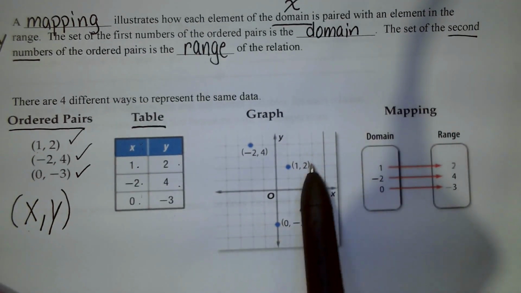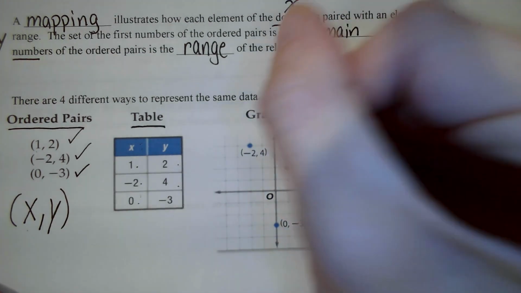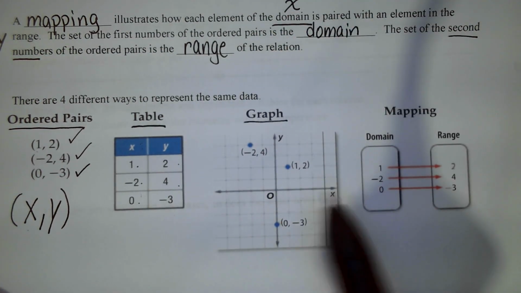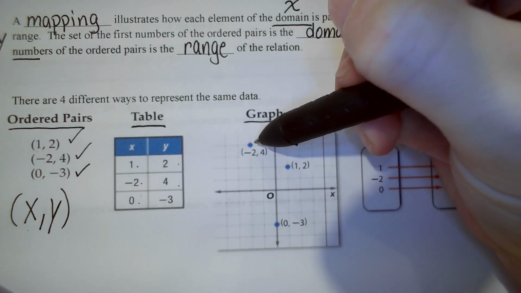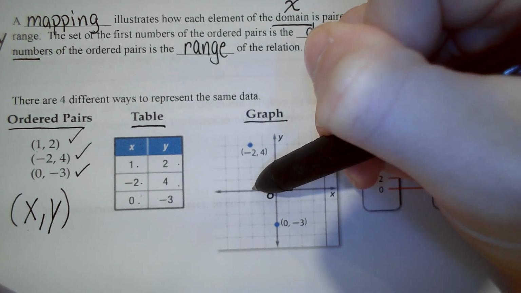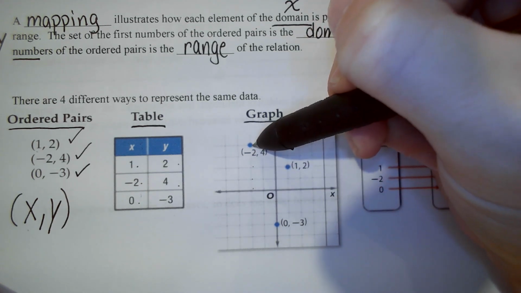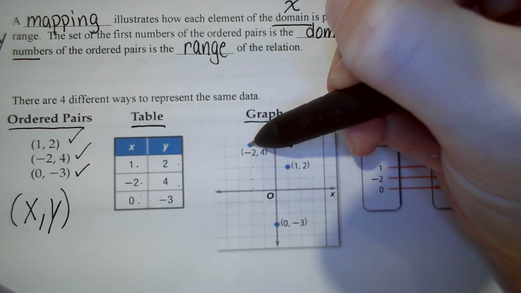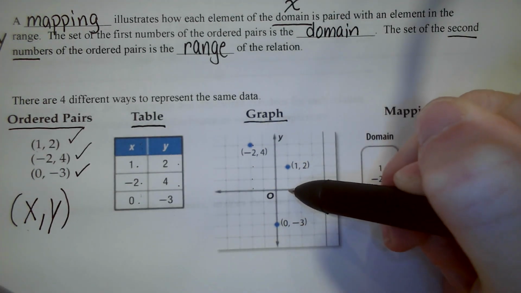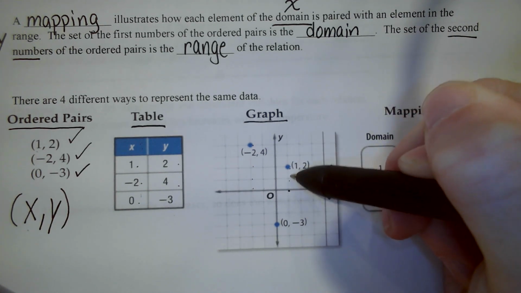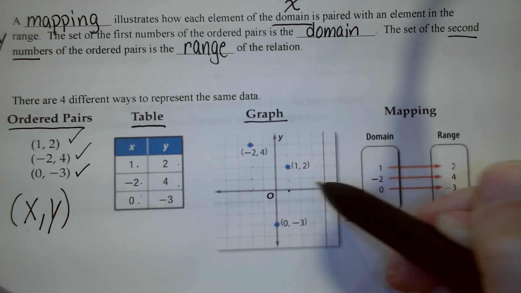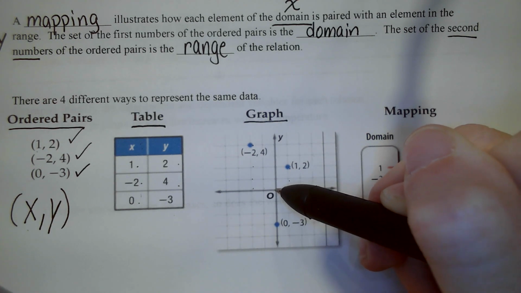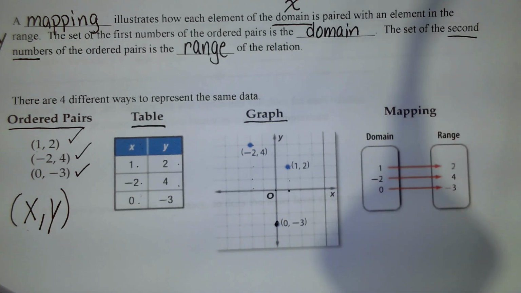Now, a graph is a great way to see all of our data that is in a relation. So here we can see the points of the graph. The first one is -2, 4. They went to the left 2, -2, and then up 4. So that's the first point in our relation. Then we have 1, 2: over 1, up 2, and 0, -3. Now 0 means we're not going left or right on the x-axis. So we just stay on the y-axis and then go down 1, 2, 3.